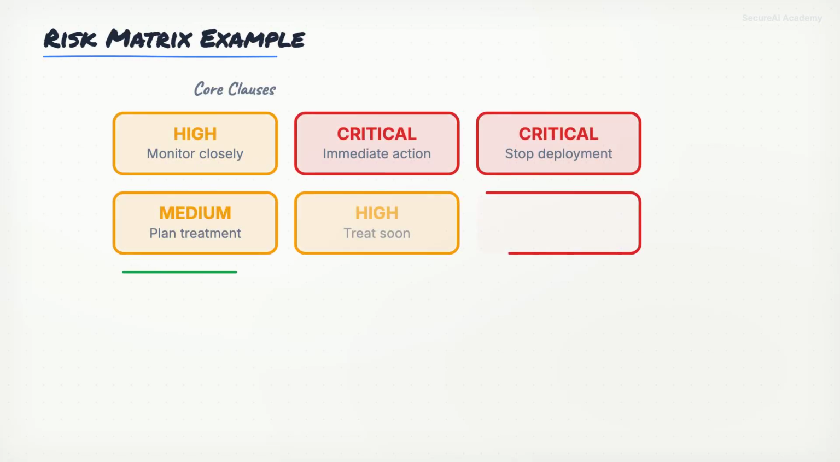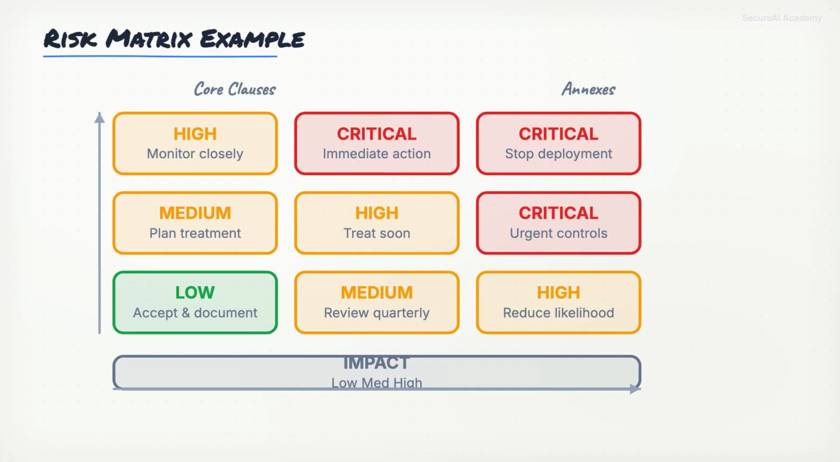Here's a practical risk matrix. Plot likelihood on one axis and impact on the other. Critical risks in the top right require immediate controls. High risks need treatment plans. Medium risks should be monitored, and low risks can be accepted with documentation. For each AI system, map every identified risk onto this matrix. The position determines your treatment priority and the urgency of implementing controls from Annex A.